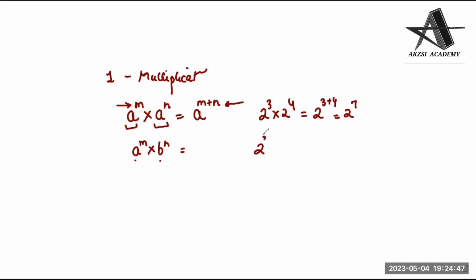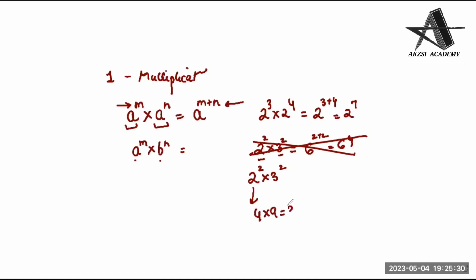If it's 2 to the power of 2 into 3 to the power of 2, what I have seen generally is the kids multiply 2 and 3 to get 6 and add the powers 2 plus 2. So the answer is 6 to the power 4. No, this is not correct. You can't do it like this. There is no rule. You have to solve it separately. That means if the question is 2 squared into 3 squared and there is no rule dealing with this, I'll solve 2 squared which is 4, 3 squared which is 9, and the answer will be 36. You have to solve it like this.